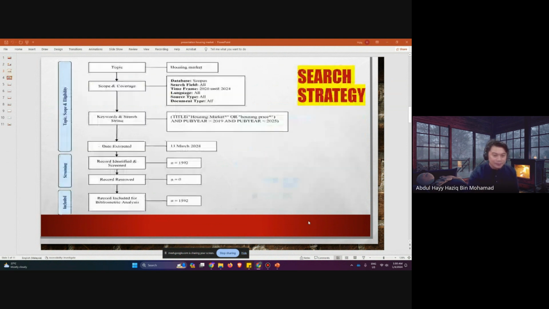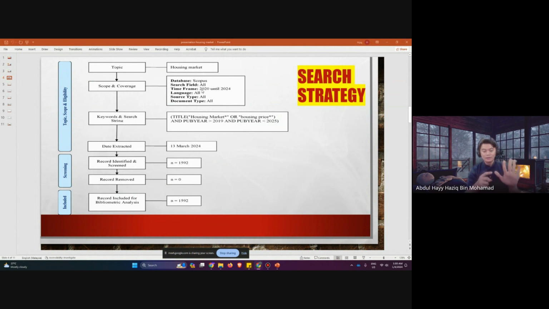Next, this is the search strategy that I use. The topic that I study is the housing market, and the database, as I mentioned before, is Scopus. This is the keyword string. I'm using title only, and as keywords I'm using housing market or housing price, because market here also means price. The publication year is more than 2019 and less than 2025, so the time frame is 2020 until 2024.